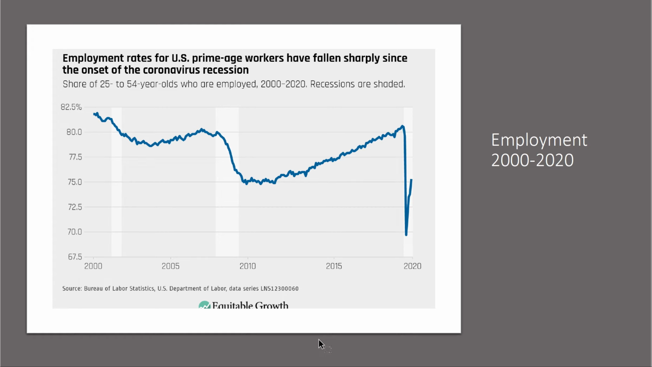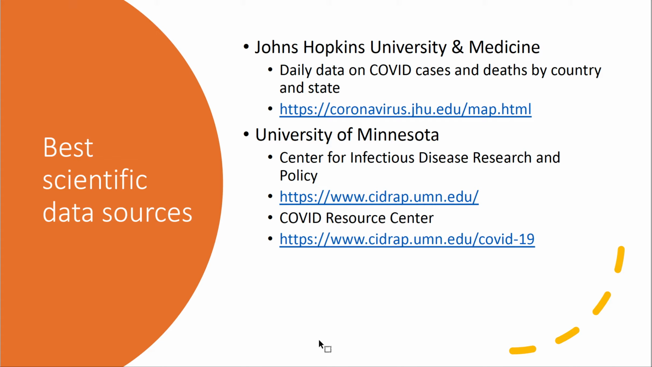So we're still quite a ways in the hole in terms of employment, which also implies more expenditures by the federal government because there's more people filing for unemployment insurance. All right, so if you want some great data, I would go to these two sources. They're scientific, they're neutral. Johns Hopkins is just recording all the information they can. University of Minnesota, their Center for Infectious Disease Research and Policy. Again, it's a great source to get more information on just the facts.